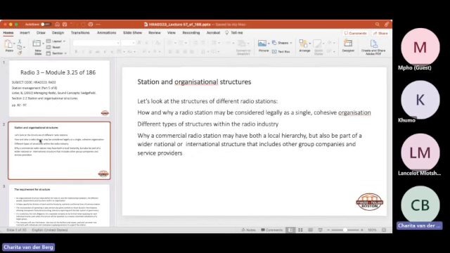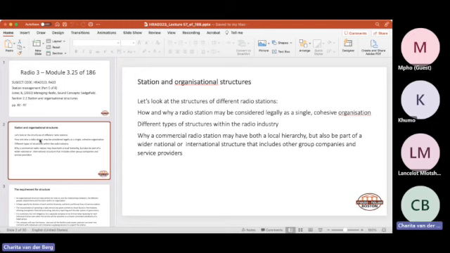Okay, so we're starting with the structures of different radio stations, and we're going to consider how and why a radio station may be considered legally as either a single or a cohesive organization, and then the different structures within the radio industry. And we will again look at the roles of management and staff from a UK perspective, using an organizational structure from a community radio station and a commercial radio station. So, like we said yesterday, sometimes management does take on different roles, okay, more from a community perspective, less in a commercial perspective.